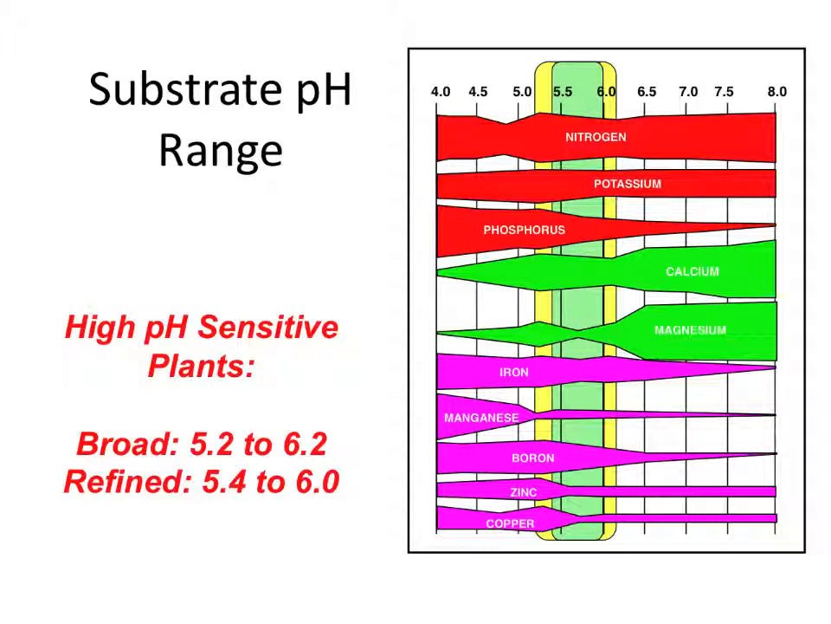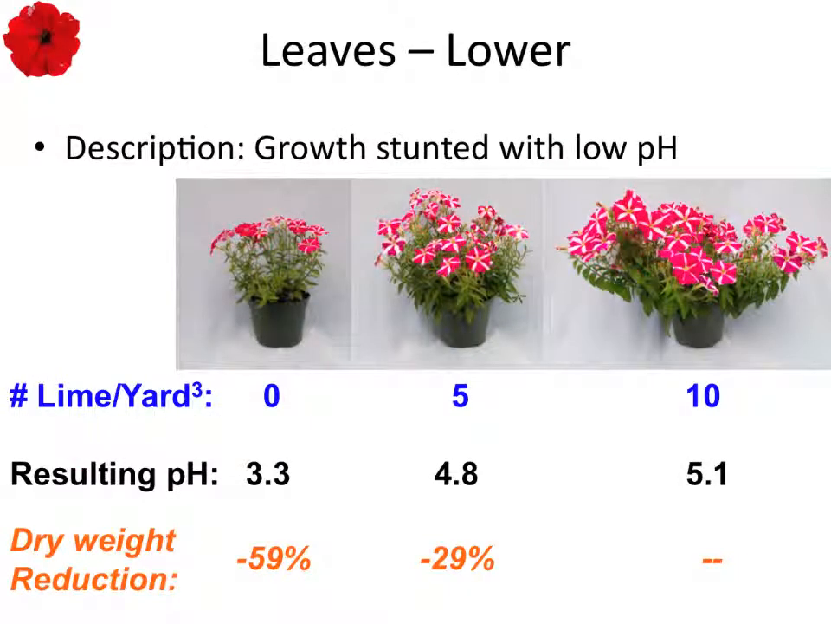And you should avoid the problem of having the pH too high, where you get that interveinal chlorosis happening on the plant. Now, that range also includes avoiding growing the plants at too low of a pH. Here's an experiment we ran by varying the amount of lime we put in the mix, and the corresponding pH values are listed there, from 3.3 and 4.8 to 5.1.